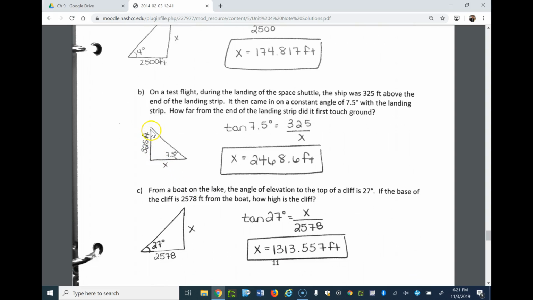Here's another example where we have the information here and here. Here's my right angle. I do not have the hypotenuse again, so this means that we're going to be using tangent again. Opposite over adjacent. Here's my angle. Opposite goes on top, adjacent goes on the bottom. This time, since the x is on the bottom, the easiest way to solve for x is just to take this whole tangent of 7.5 degrees and put it underneath 325. That gives us this x here.